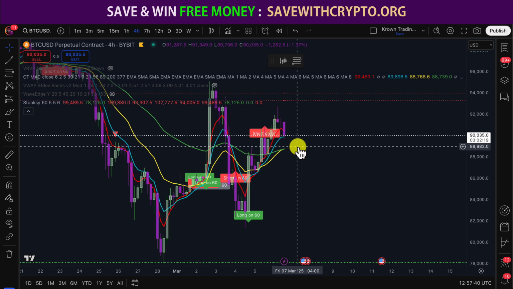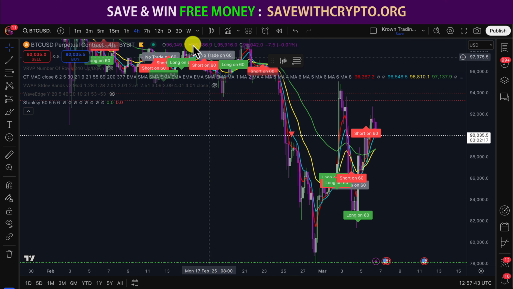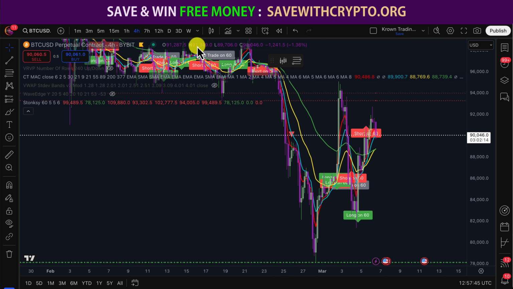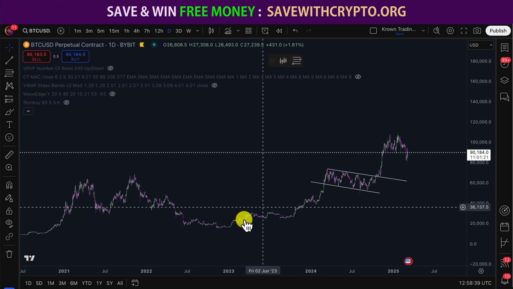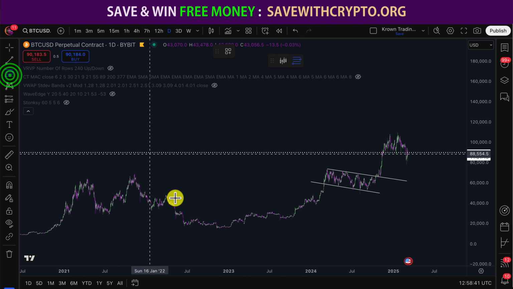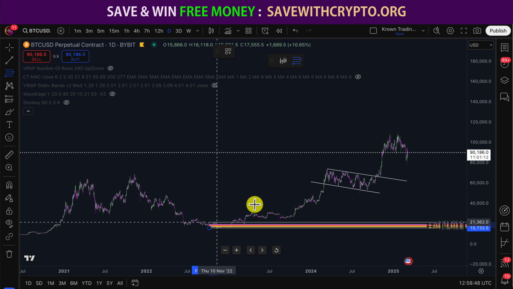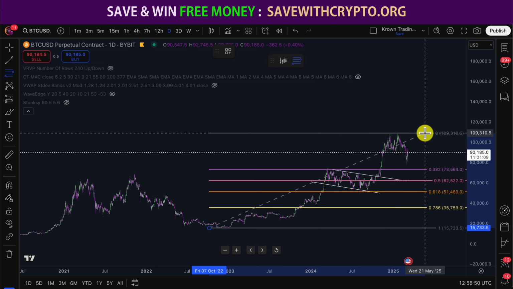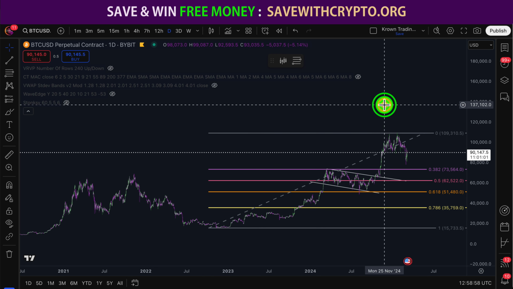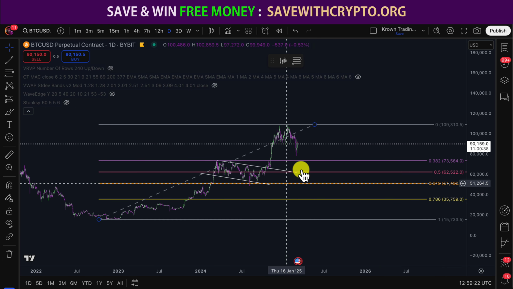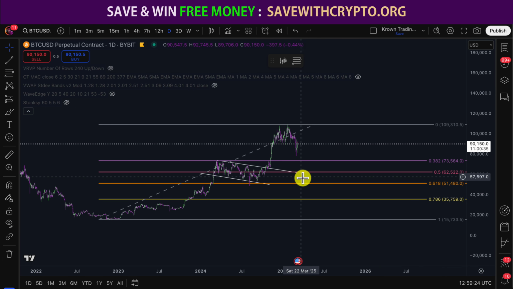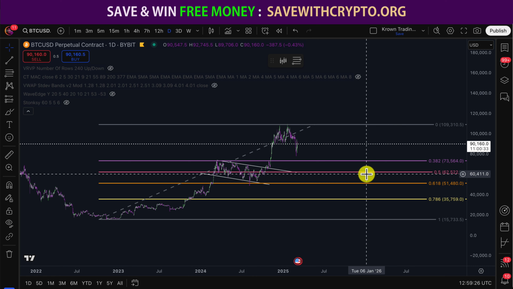I was playing with some Fibonacci's the other day, and what I also noticed is if you look at the real macro chart, so for example this on the daily time frame, and you take a Fibonacci from the winter of 2022 when we were down at 15 grand or whatever, and go up to that recent all-time high, then there are some interesting levels actually. And I am still interested in this level here at around 73.5k.